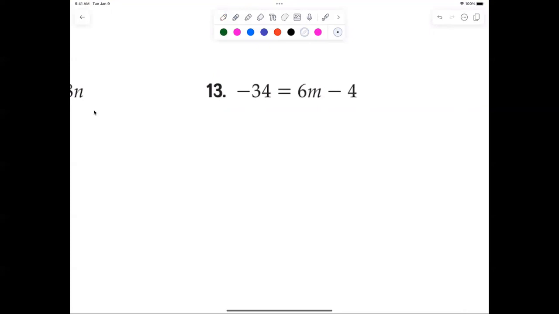Now, Leah, you're up. Tell me what to do first. 13. Add 4. Equals how much? Good. You are amazing. M equals -5.